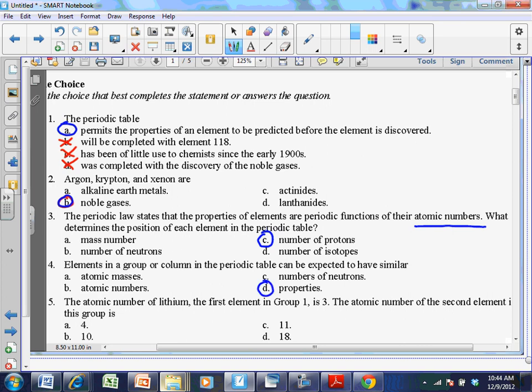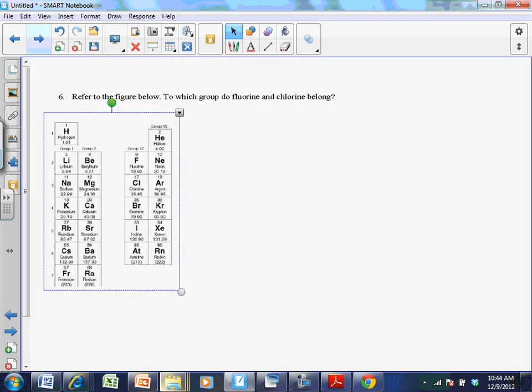The atomic number of lithium, the first element in group 1, is 3. The atomic number of the second element in this group, that's sodium, is 11. Okay, let's go on to the next page. Refer to this figure below.